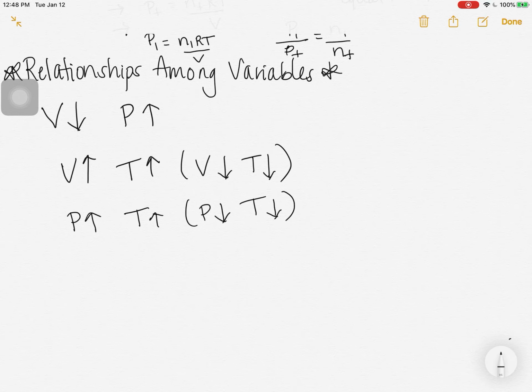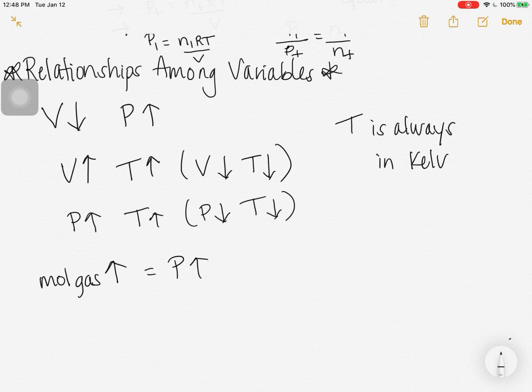We have a couple more. We can say moles of gas. If it increases, then our pressure is going to increase. What else? Am I missing something? Maybe that's it. And also, we need to keep in mind that our temperature is always in Kelvin.